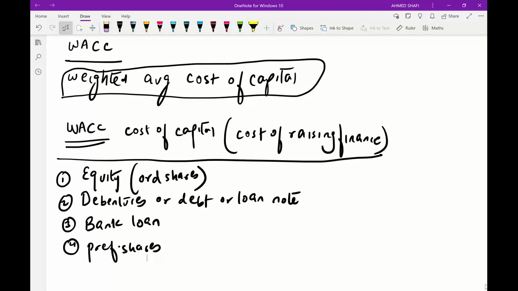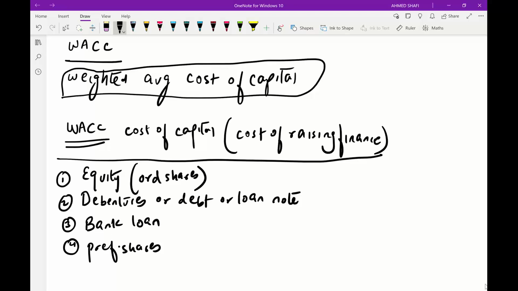In WACC, you only believe that finance is raised either through equity, or through debt, or through bank loan, or through preference shares. Now, what is the concept of this cost of capital? Remember, no matter through which source you raise finance, no one gives finance for free. You have to pay something in return to the finance provider. That is the cost. Okay? No one among these four will give you finance for free. Everybody wants some return. So you have to pay return to these parties. This is what cost of capital is, or cost of raising finances, that I have to pay return to someone. And when I pay return to someone, that's my cost.